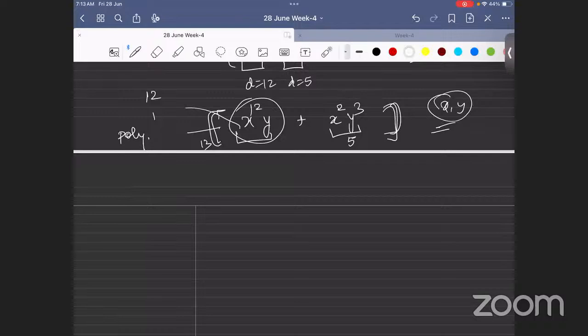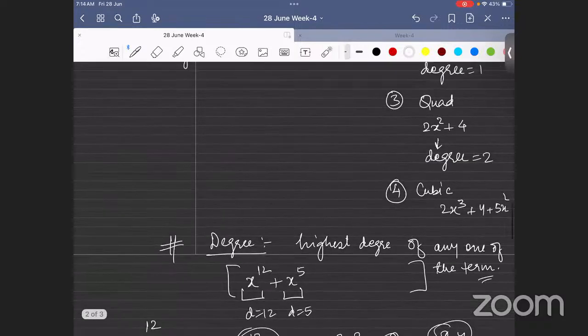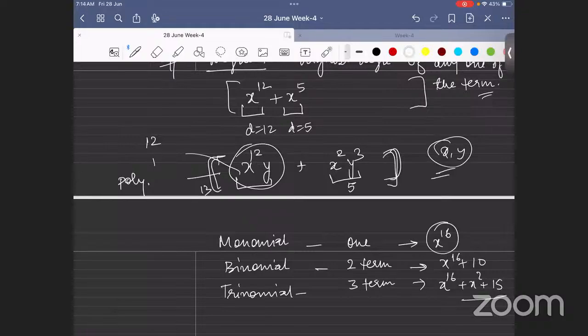Sometimes some of the definitions are also like monomial or binomial. They will not be asked, but just for the sake of knowledge you should know. If you have a polynomial with only one term, or two terms, or three terms. One term can be some constant function also, or x to the power 16, something like that. So only one term is available. If you have two terms, say x to the power 16 plus 10, or three terms, x to the power 16 plus x square plus 15. So that's just a definition. It will not be asked, but you should know all these things.